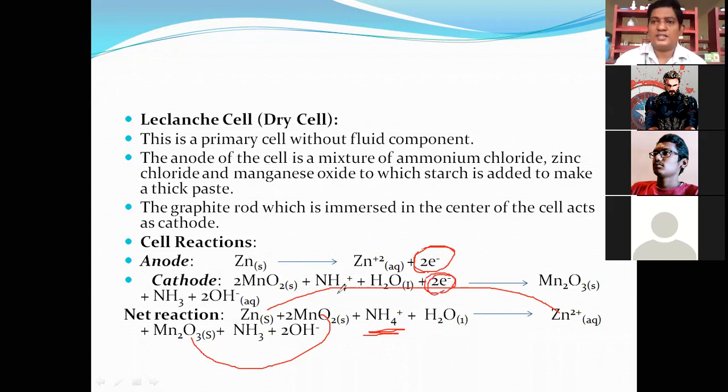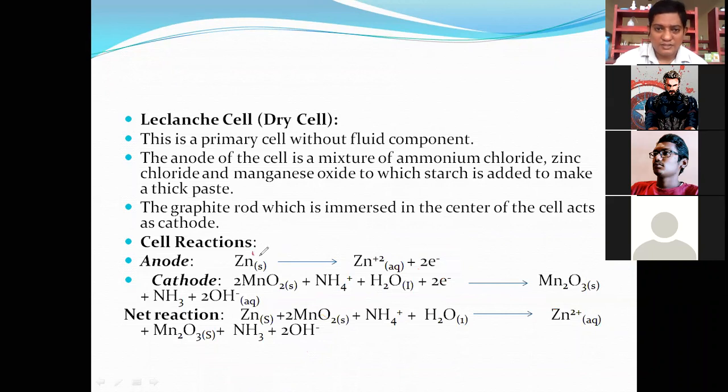Now the question is how we can identify oxidation reduction reactions. Loss of electrons is known to be oxidation and gain of electrons is known to be reduction. In the net reaction, if the oxidation number increases, it is known to be oxidation. Here zinc is 0 and here it is +2. If the oxidation number increases, it is oxidation. If the oxidation number decreases, it is reduction.